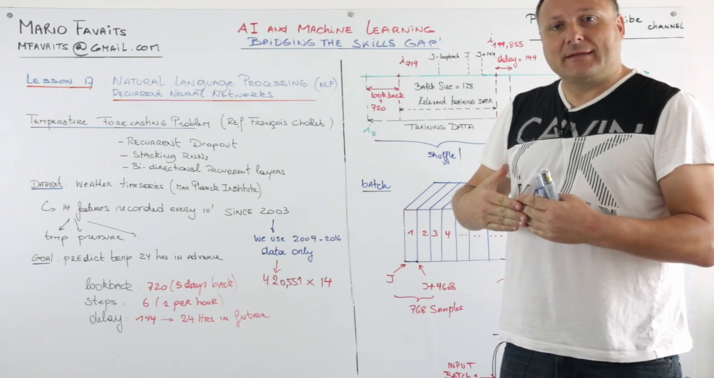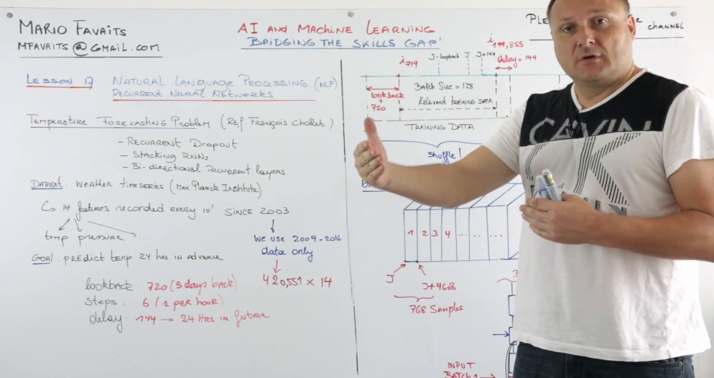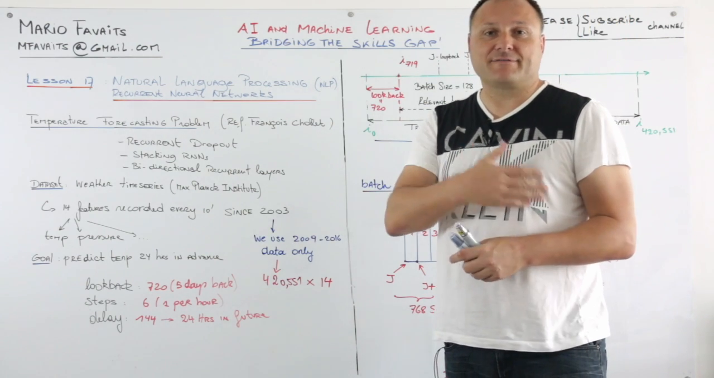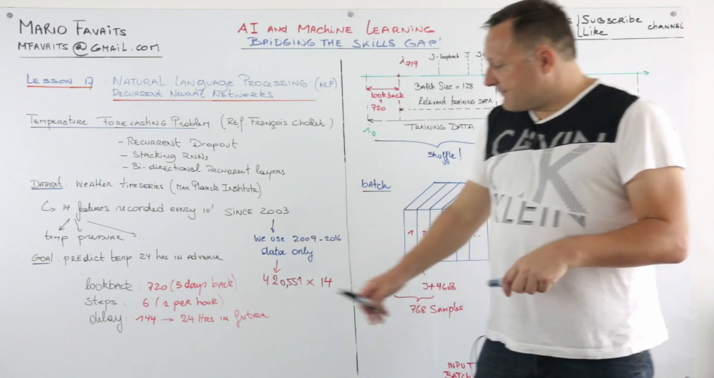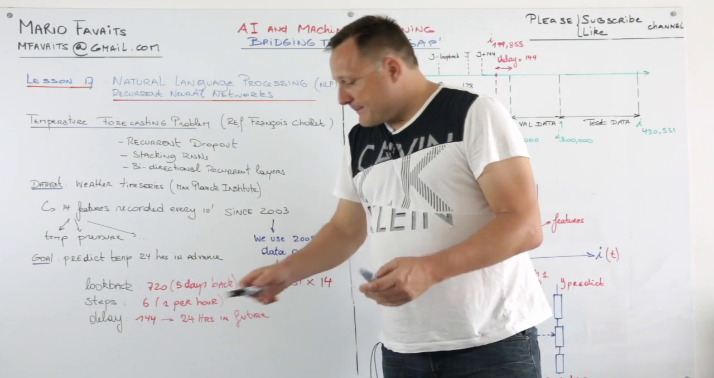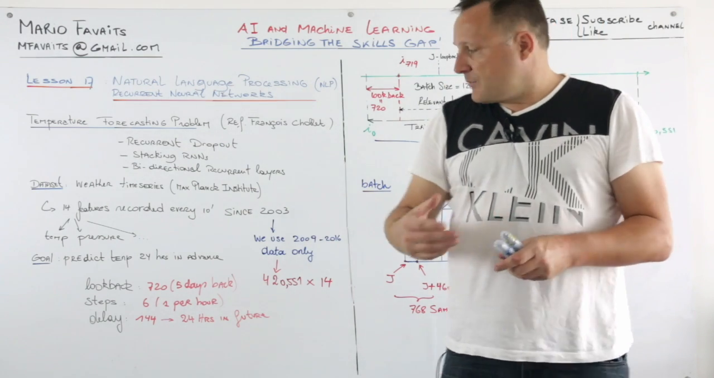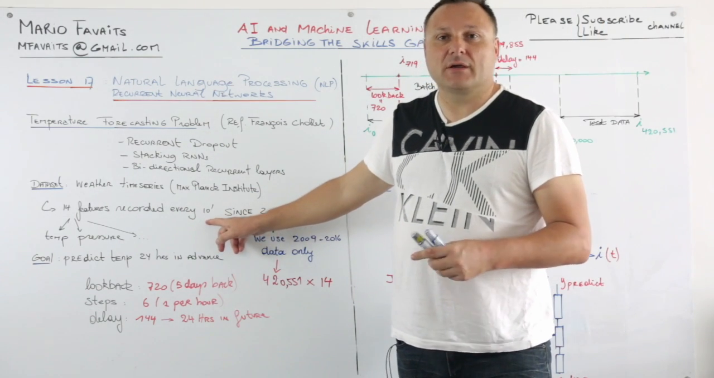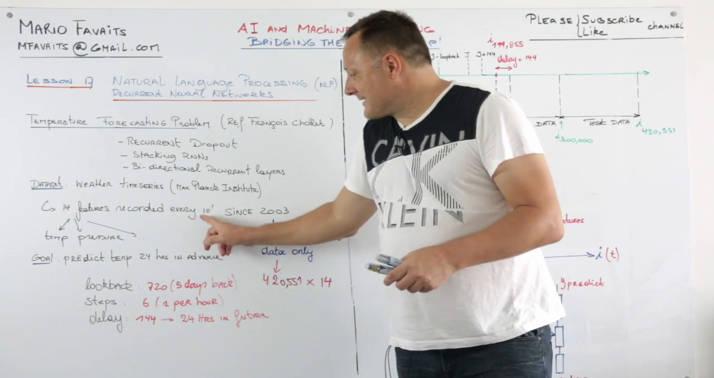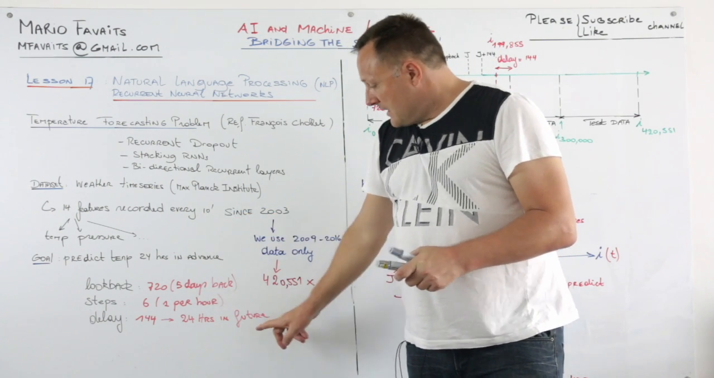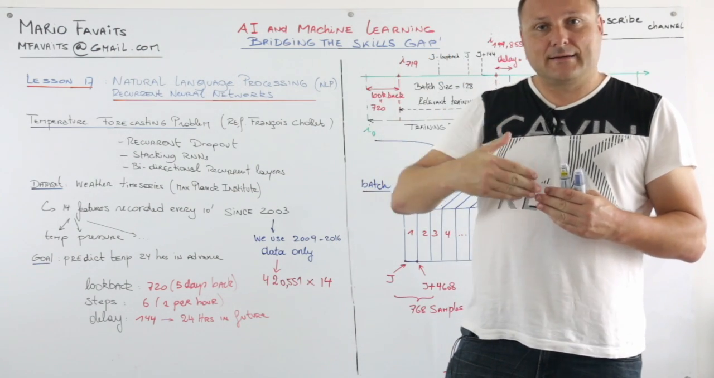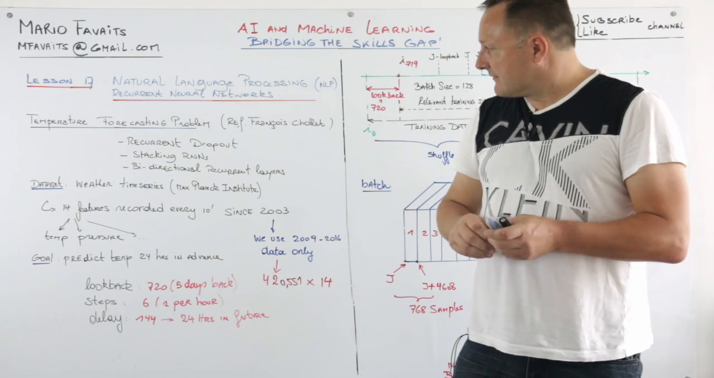So the goal is to predict the temperature forward 24 hours based on information in the past 5 days. So we have a 5 day look back, as we call it. We have steps 6. Remember, we have recordings every 10 minutes, but we're gonna sample only every hour. So that's why we will take 6 of these steps. And then the delay is the forecast horizon. Now we want to forecast 24 hours in advance.